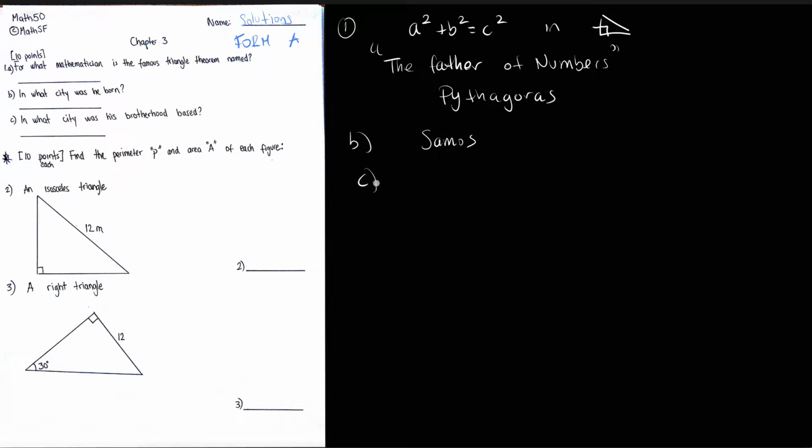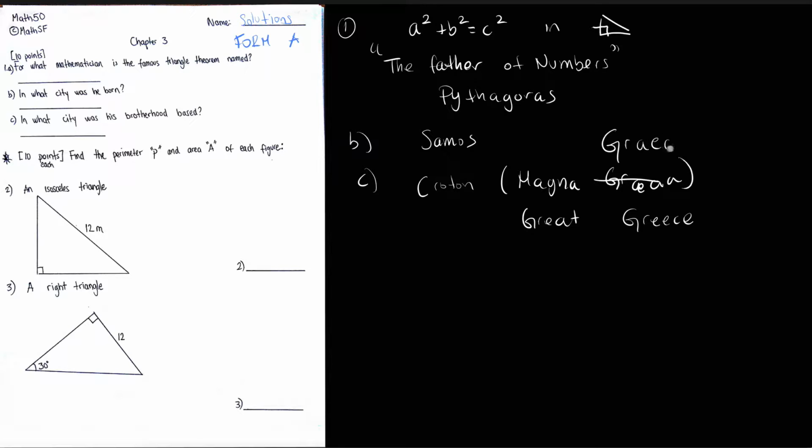Letter C. In what city was his brotherhood based? Well, after Samos, he moved out to the city of Croton, also known as Magna Graecia. Magna Graecia is actually a Latin phrase for Great Greece. So this should be Magna Graecia. Okay, so actually it's Great Greece.